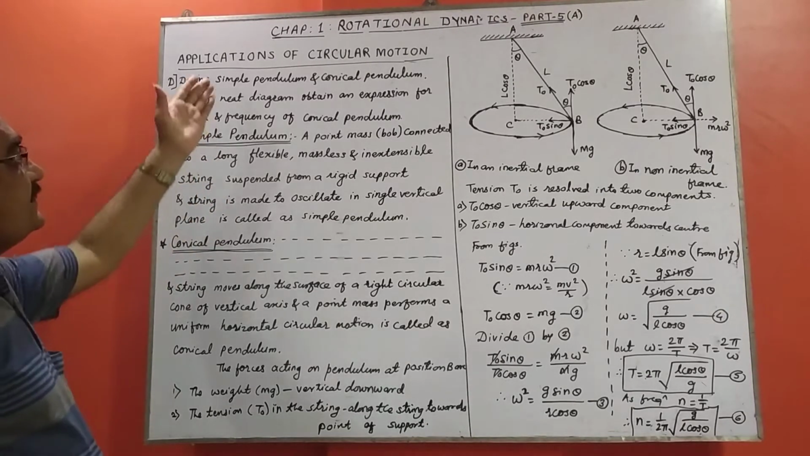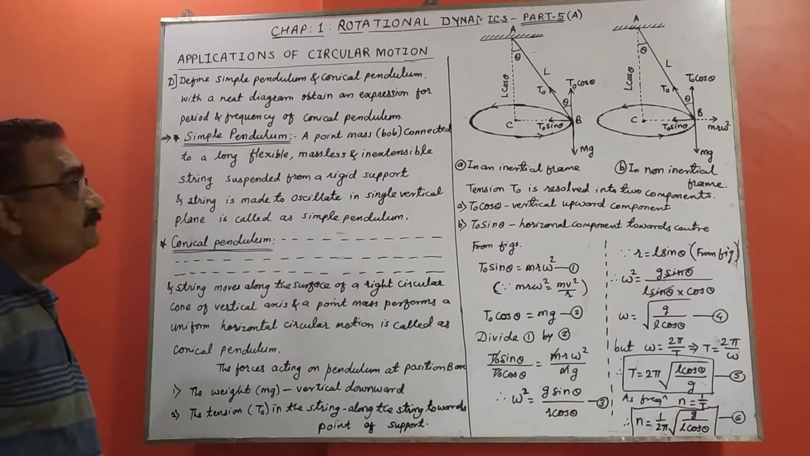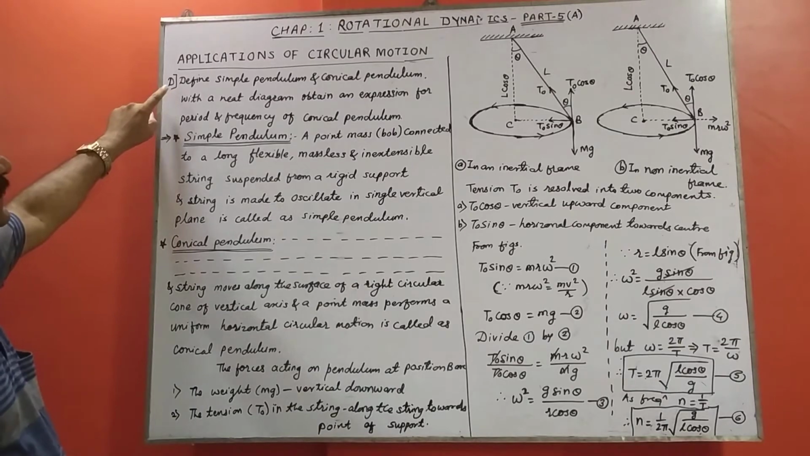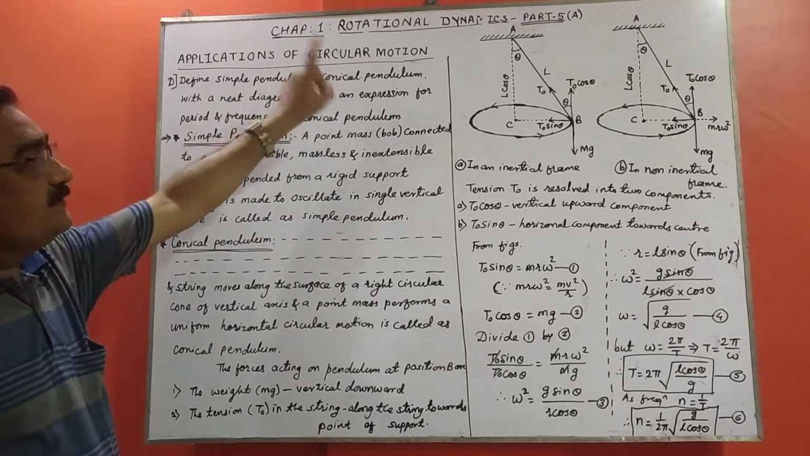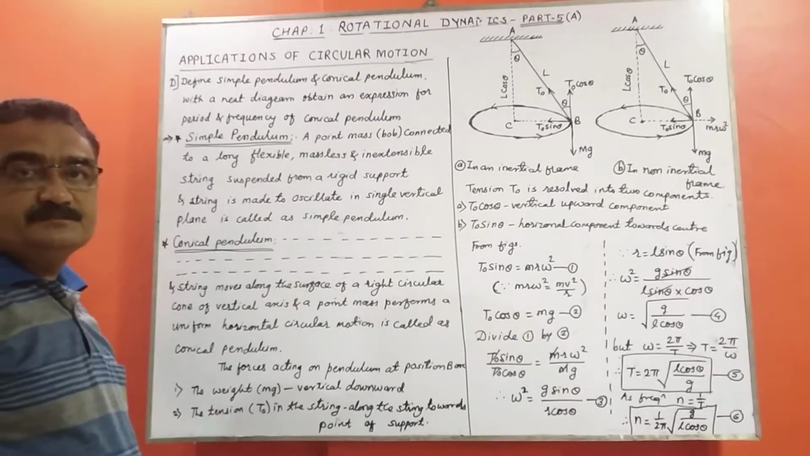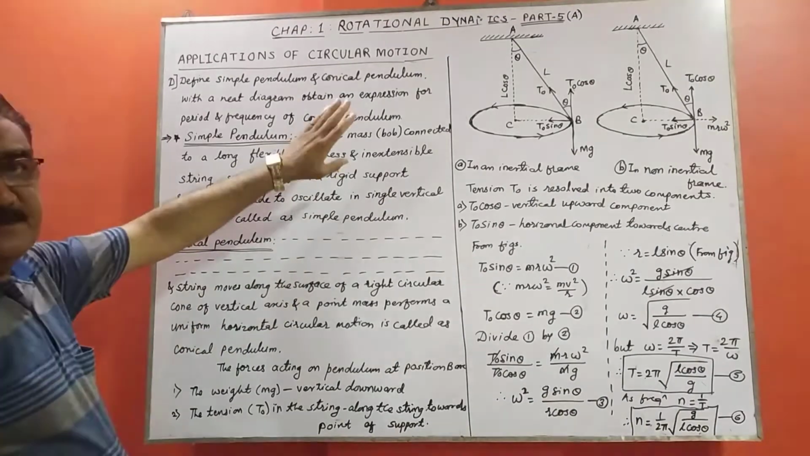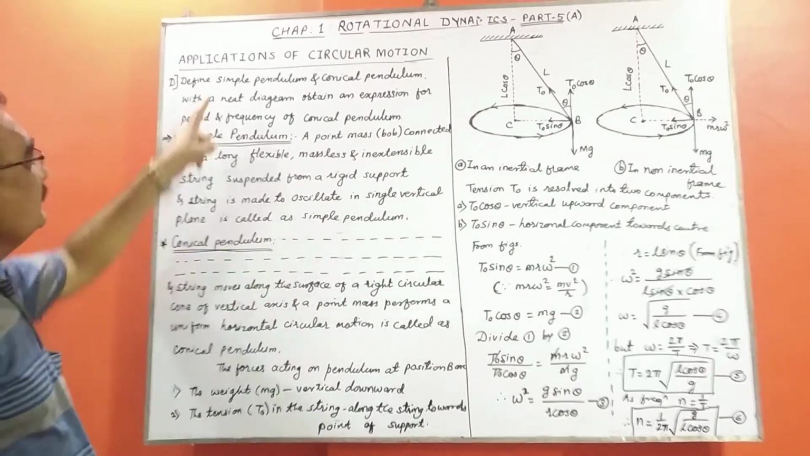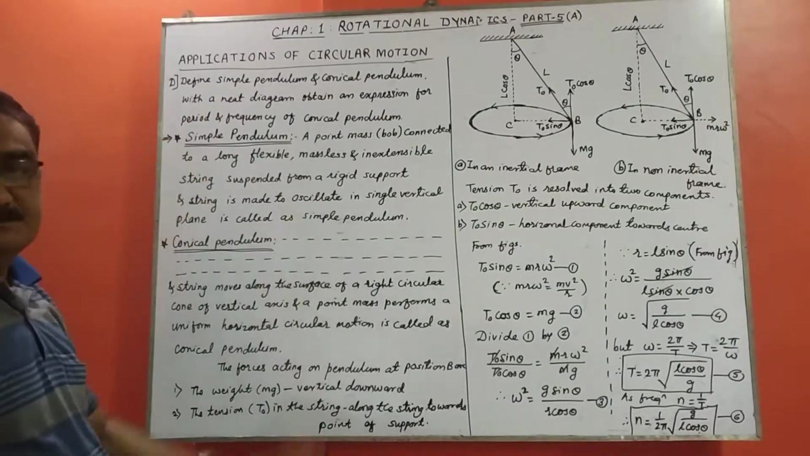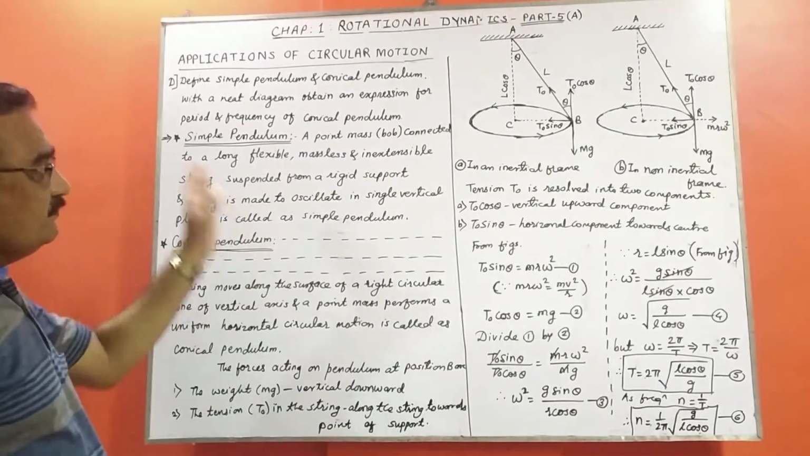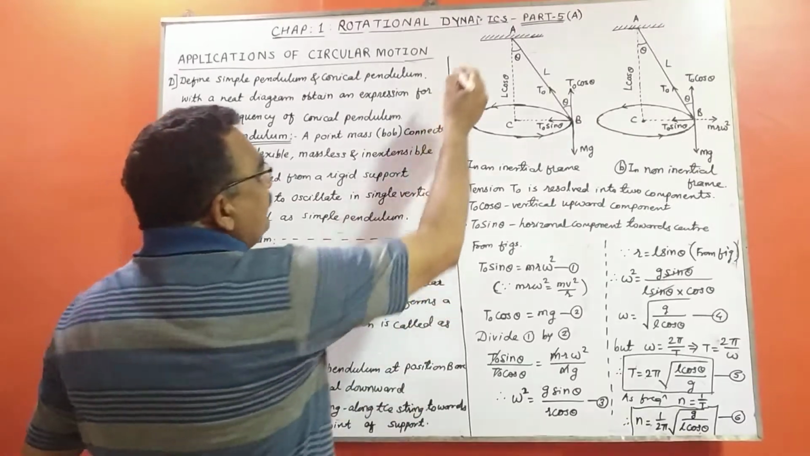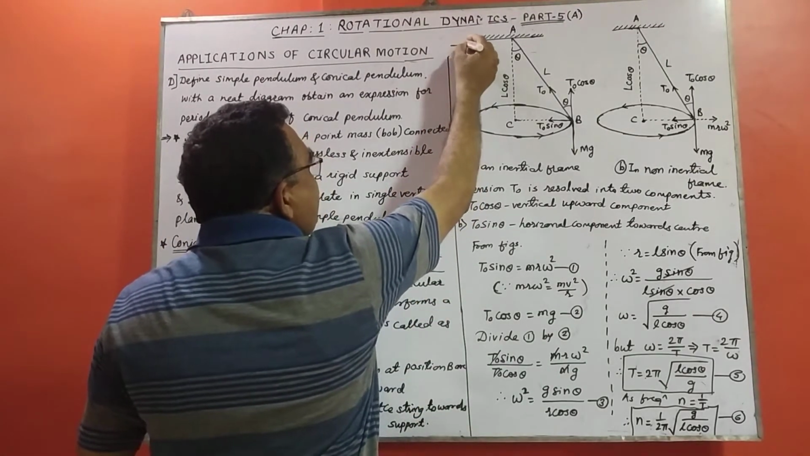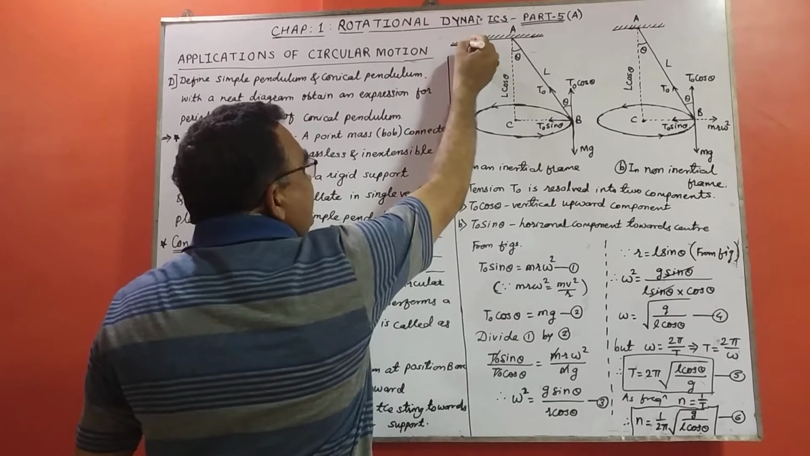Now in the applications of circular motion, the next application is the conical pendulum. But this conical pendulum is prepared from a simple pendulum. You know, a simple pendulum is one in which there is only a string. This string is fixed from this rigid support.